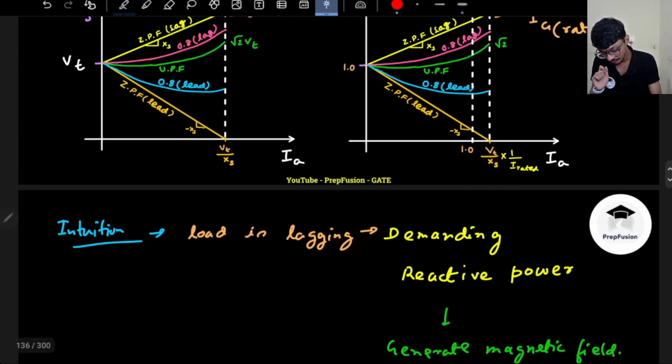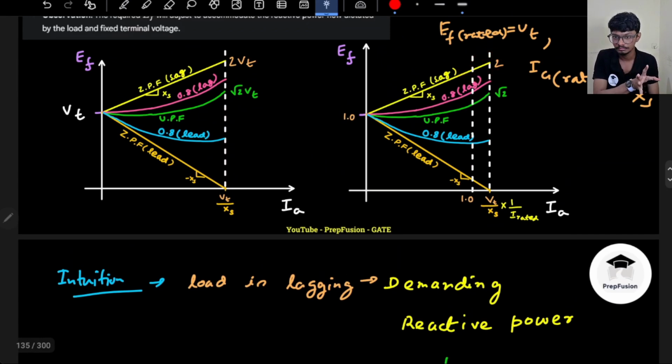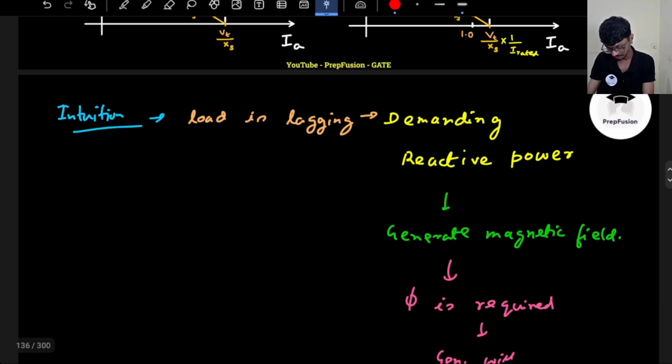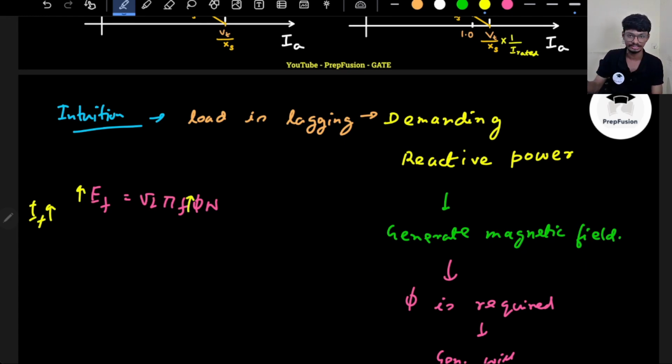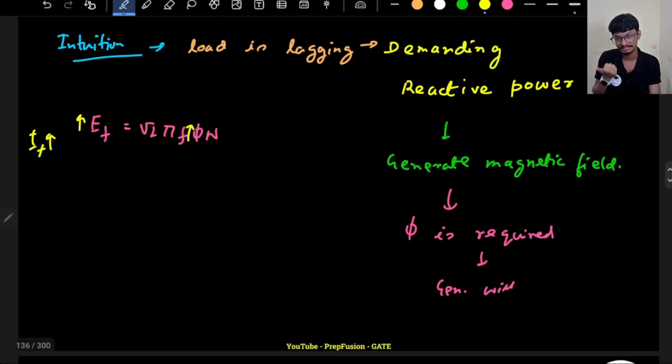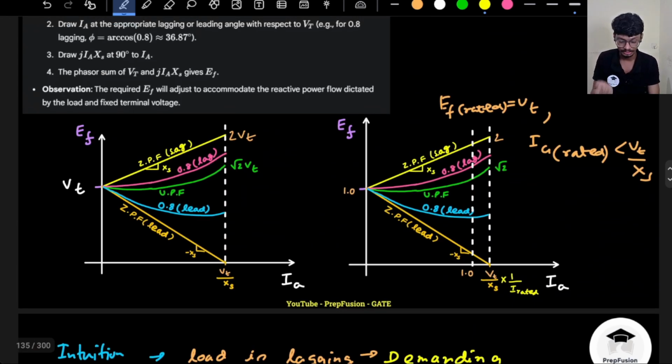That means EF will be higher than Vt, because if I increase my excitation IF, EF will increase, and if I increase IF, I will be able to deliver more flux, because remember, EF is equal to root 2 pi f phi n. So the more IF I increase, EF will increase, hence the flux will increase, keeping everything else constant. So yes, intuitively it does make sense that if the load is more lagging, I have to increase my excitation.